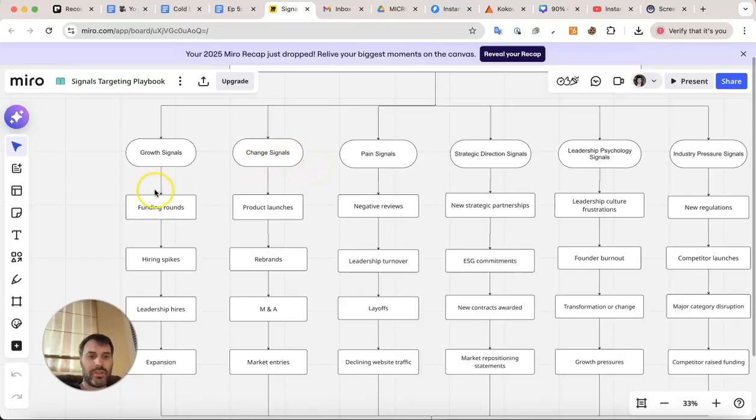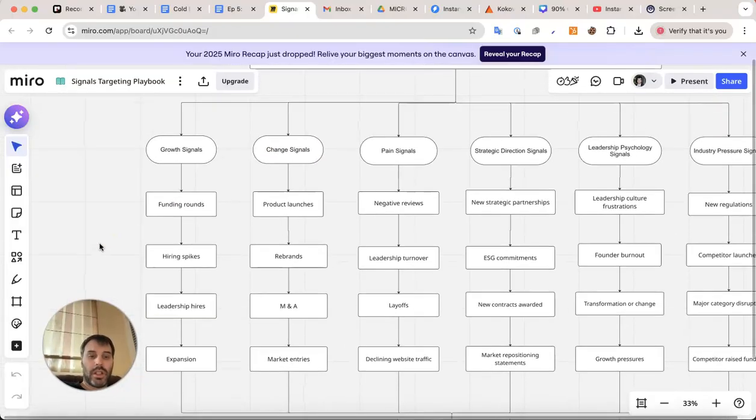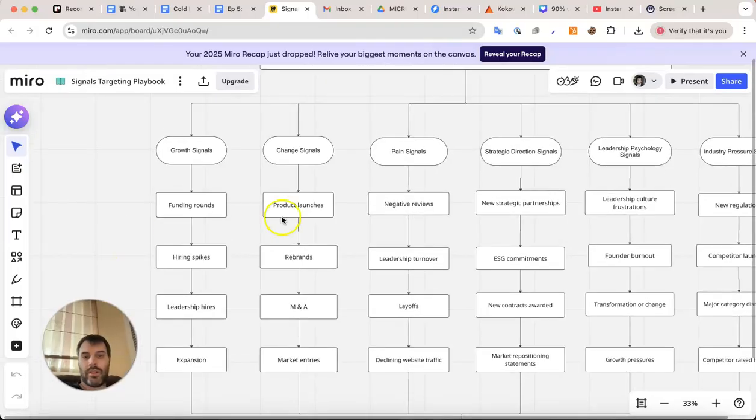Another one is change signals. This is things like companies that are doing product launches, talking about product launches, rebrands, where maybe a founder's posted about how they've just redesigned their company website, something like that, mergers, acquisitions, new market entries. They're the kinds of things that indicate change signals, okay?